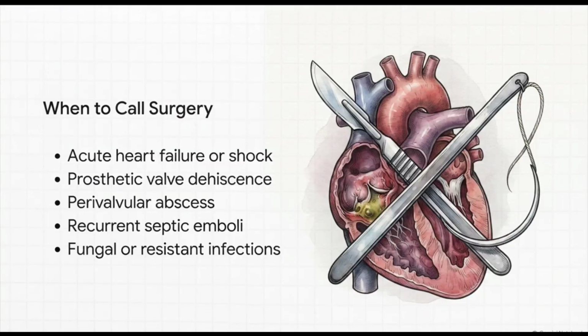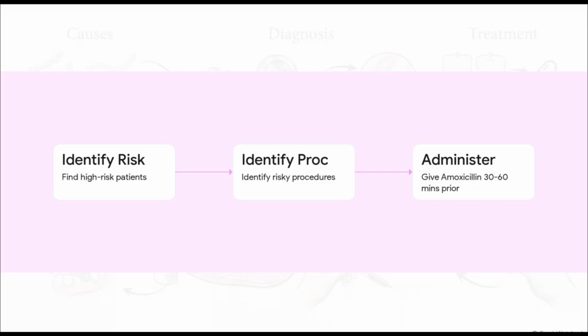But what happens when the antibiotics just aren't cutting it? When the physical fortress wall is so chewed up that chemicals can't save it, you have to call in cardiothoracic surgery. The absolute breaking points where surgery becomes mandatory include acute left-sided heart failure or cardiogenic shock. Another huge one is prosthetic valve dehiscence, which is the truly terrifying scenario where an artificial valve literally tears away from the heart wall. You also look for the formation of deep perivalvular abscesses, recurrent septic emboli shooting into the brain even though the patient is on antibiotics, or if the patient is infected with a highly resistant fungal pathogen like Candida.